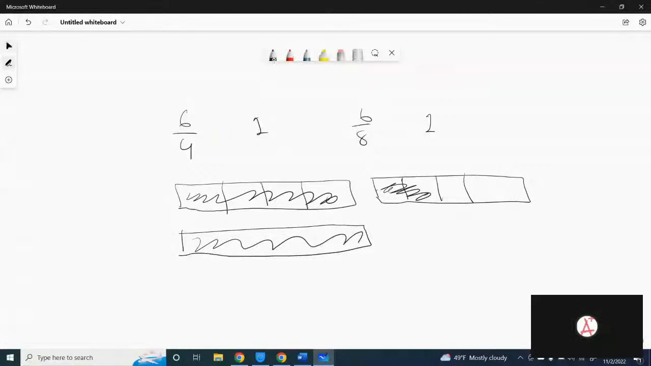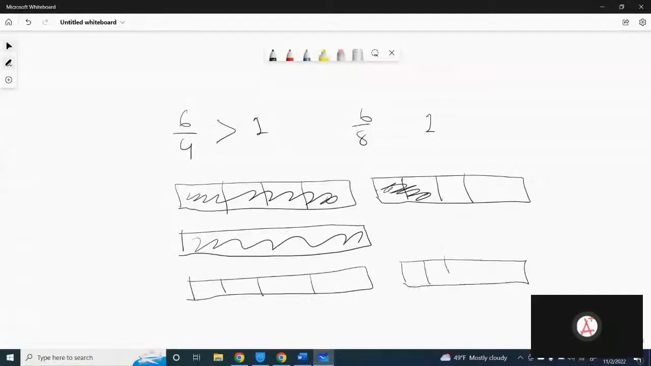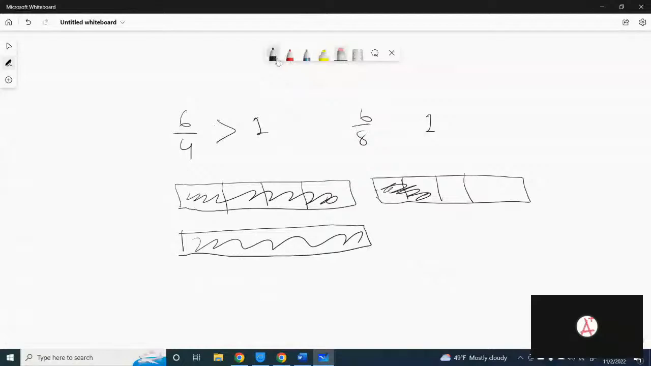6 over 4 is greater than 1. Got it? Okay, now 6 over 8. 1, 2, 3, 4. 1, 2, 6 over 8. 1, 2, 3, 4, 5, 6, 7, 8.